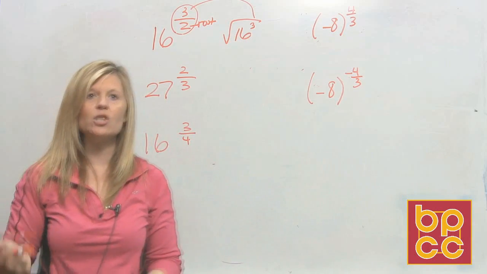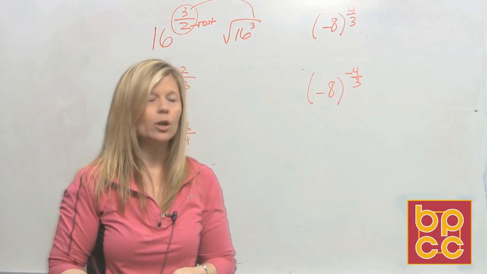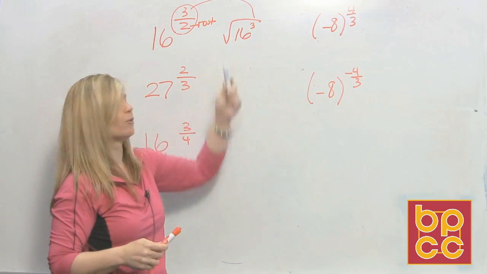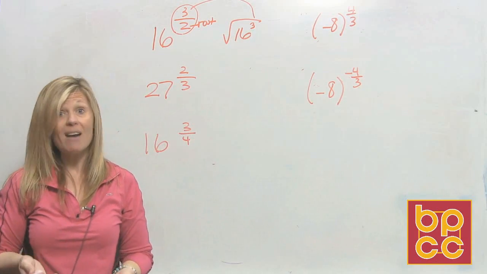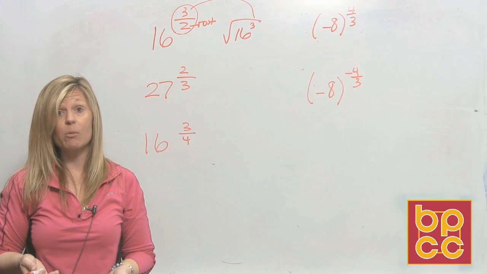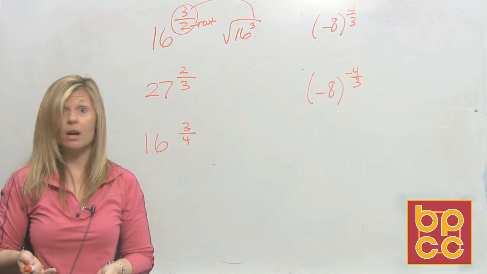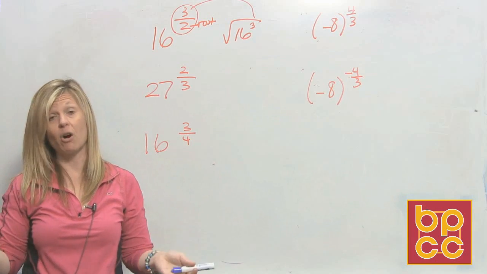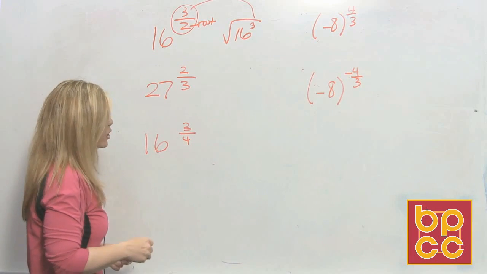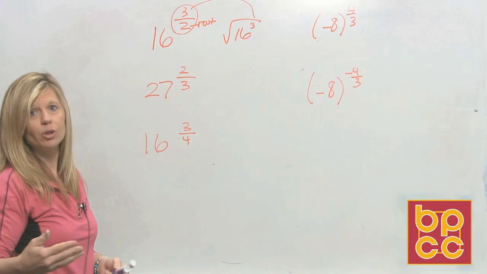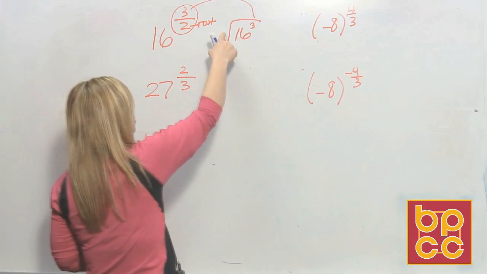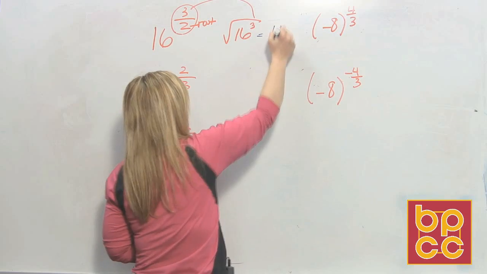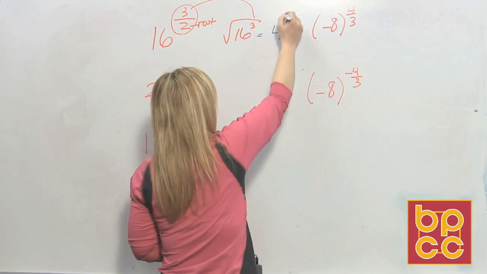Now the question is, which one do you do first? Do you cube 16 first, or do you square root it first? Well, if you don't have a calculator, cubing 16, we're going to be here a while, because 16 times 16 is 256. Then 256 times 16 is a very large number. So I'm going to tell you, you do the operation you read first. This says square root of 16. What is the square root of 16? That's 4. Then you're going to take it and cube it.